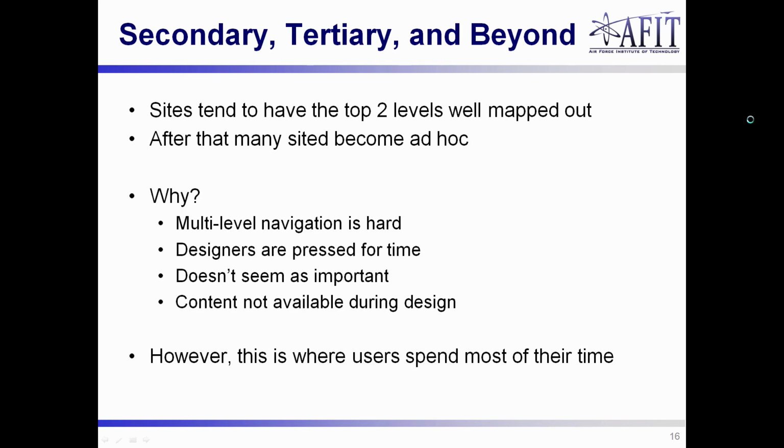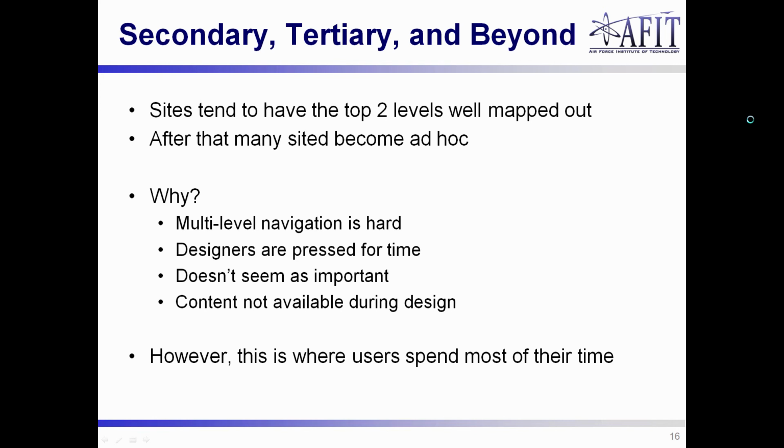All right, so that's the primary navigation, but what about secondary navigation, tertiary navigation, and beyond? In all honesty, sites tend to have their top 2 levels really well mapped out. And after that, many sites really become kind of ad hoc. There's a lot of reasons for this, right? So multi-level navigation is just hard to do, especially if you have a really large site, 10,000 pages. It's very difficult for you to figure out the navigational system that can be visually displayed for everybody so they can see all of those different pages, right?